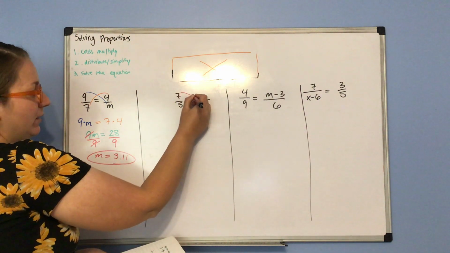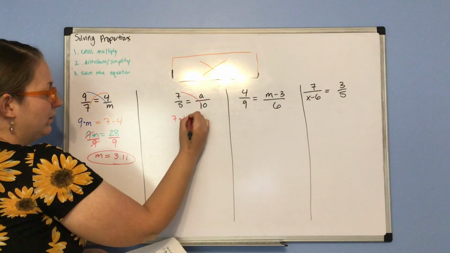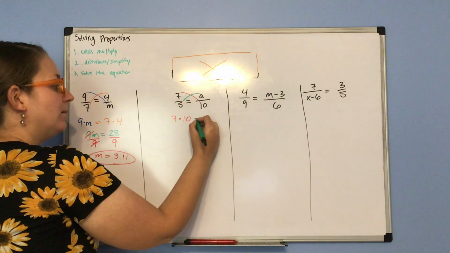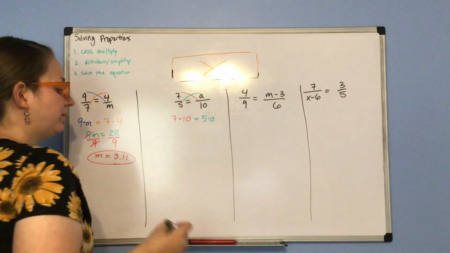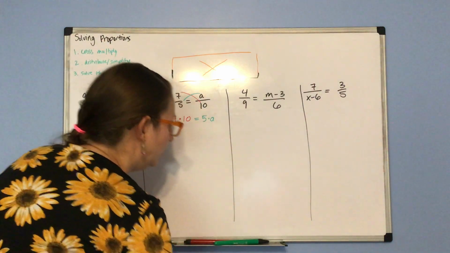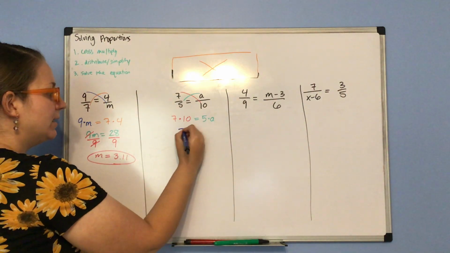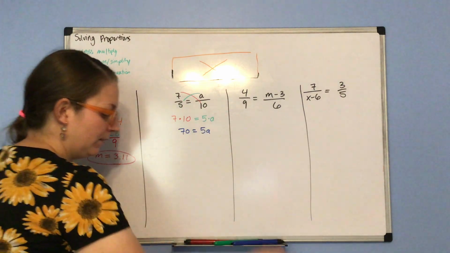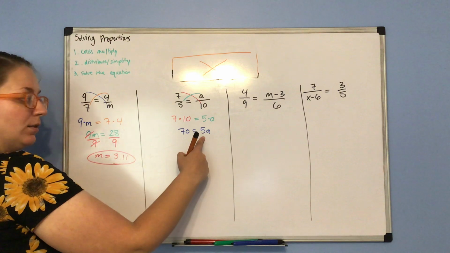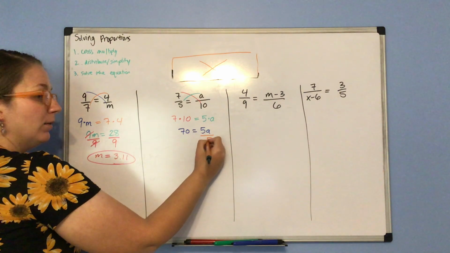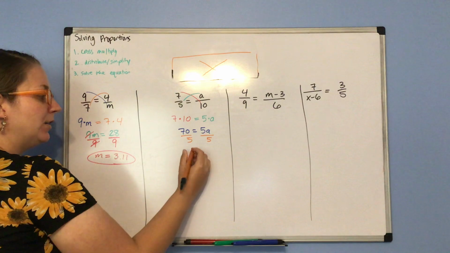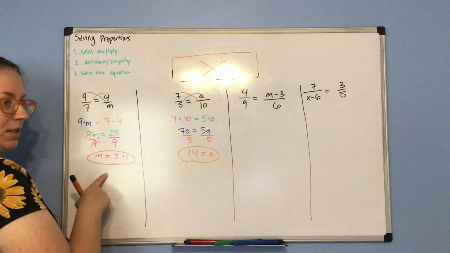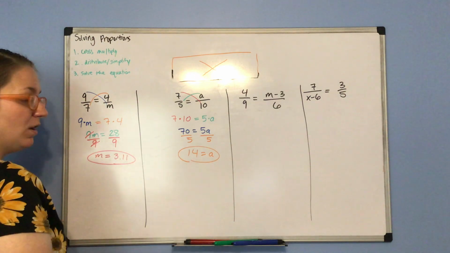So I'm going to do 7 times 10, and then I'm going to multiply the other part together, 5 times a. Moving on from here, 7 times 10 is 70. 5 times a is the same as 5a. And then we want to get a by itself. To get rid of 5 in front, or 5 times, we need to divide. So our final answer here is going to be 14 for a. So sometimes decimal answers, sometimes integer answers. Either way, we're good to go.